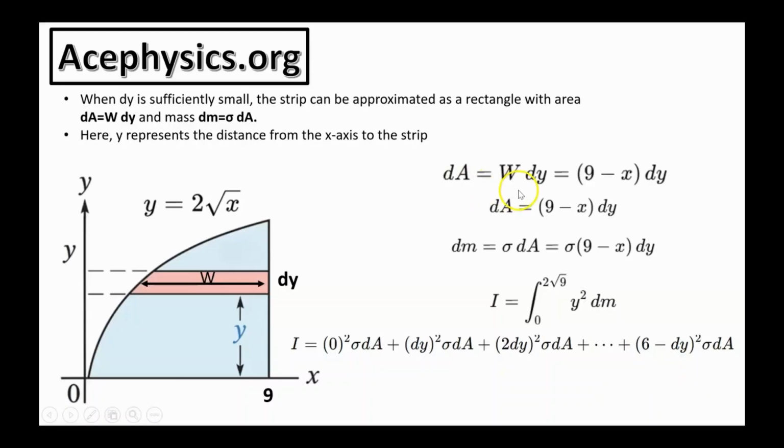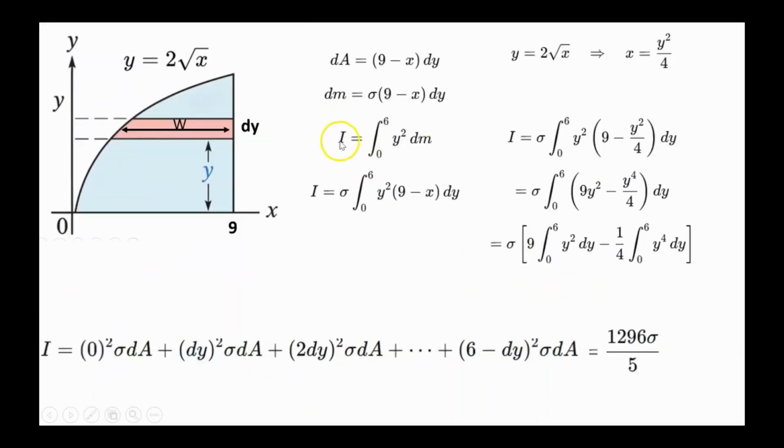dA equals width times dy. The width is equal to 9 minus the x distance to the curve. dm is sigma dA. So the moment of inertia equals the integral from y equals 0 to y equals 6 of y squared dm. We need to write this integral in terms of y only. We know the parabola is given by y equals 2 root x. We can rearrange this to find x equals y squared over 4. So replace this x with y squared over 4.